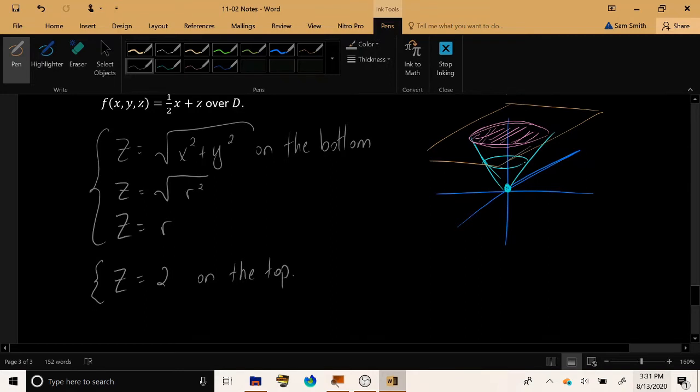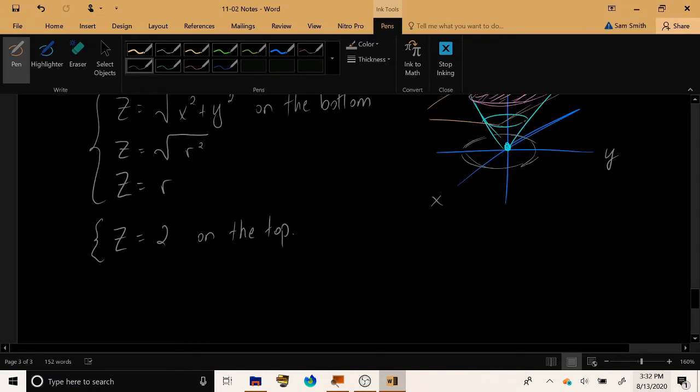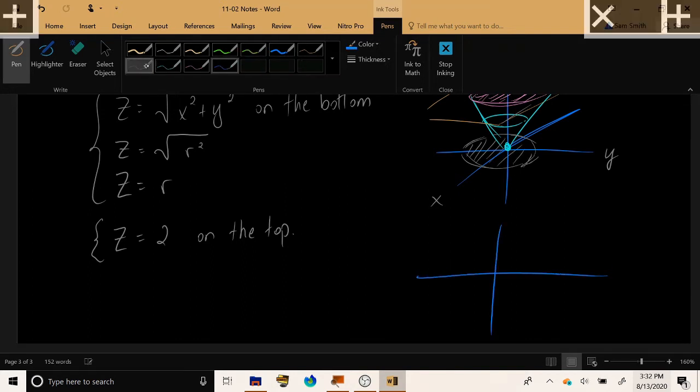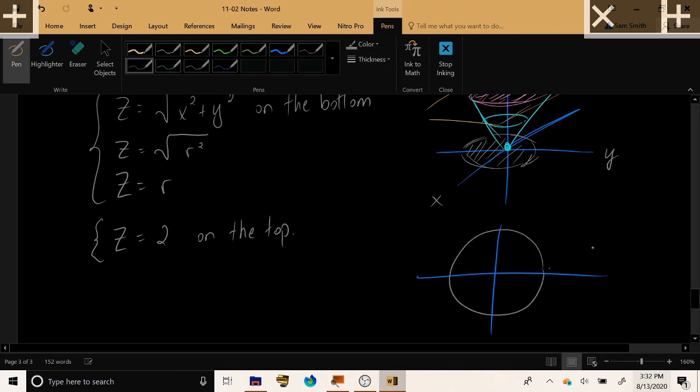Alright, so now that we have established the top and bottom limits, let's look at the shadow of our region D on the xy plane. And let's try and describe that using polar coordinates, r and theta. Let's extract that picture. And we have a disk of radius something. Now I've jumped the gun a little bit and I've said that this disk has radius 2.